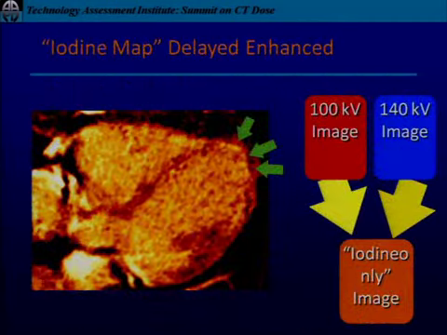Okay. So when you do dual energy scanning, on the delayed scan you can see that there is enhancement within this myocardium that is infarcted. And that has been well characterized in MRI. What we are showing you here is that it can also be seen on the iodine map using dual energy scanning.